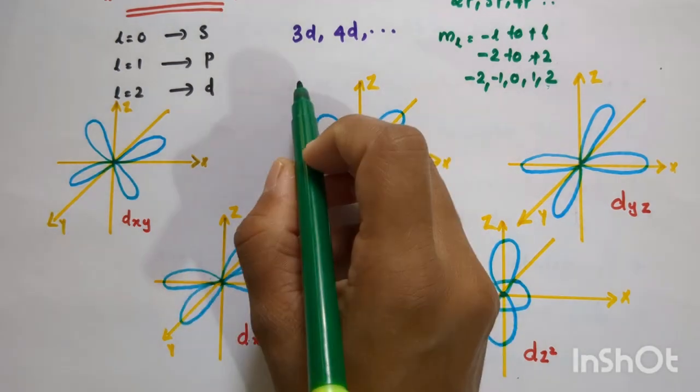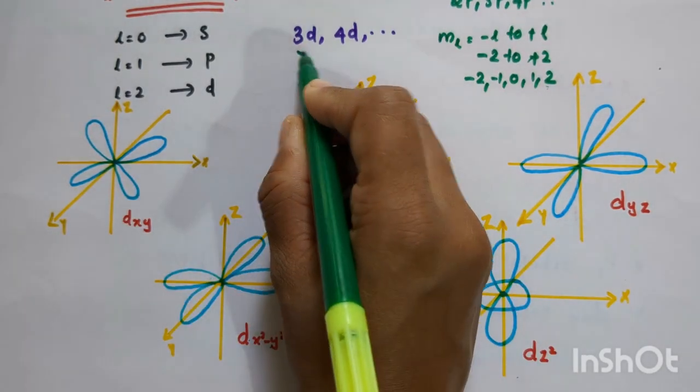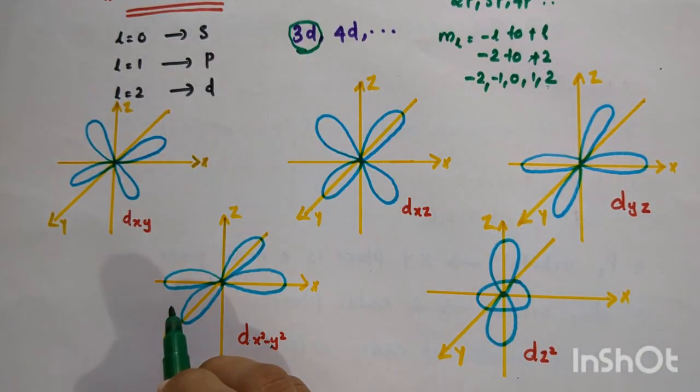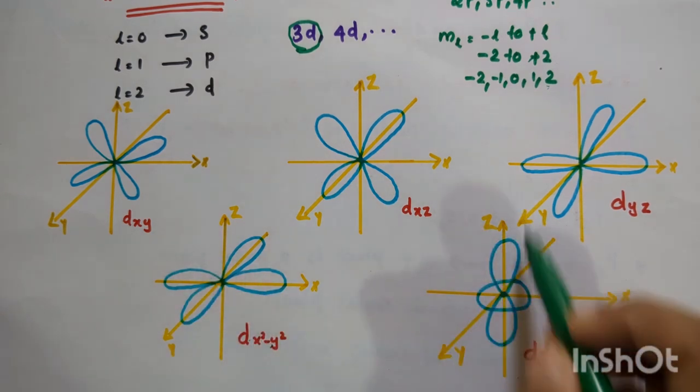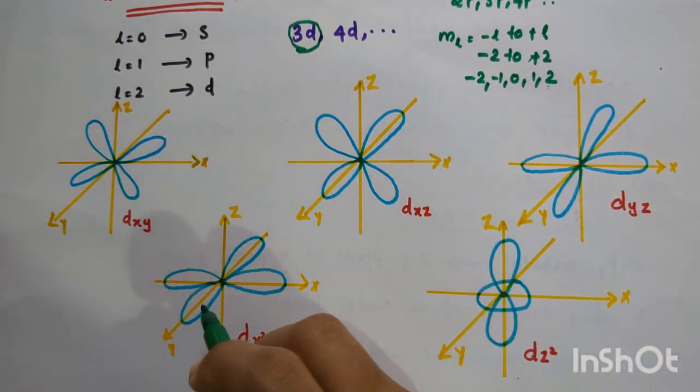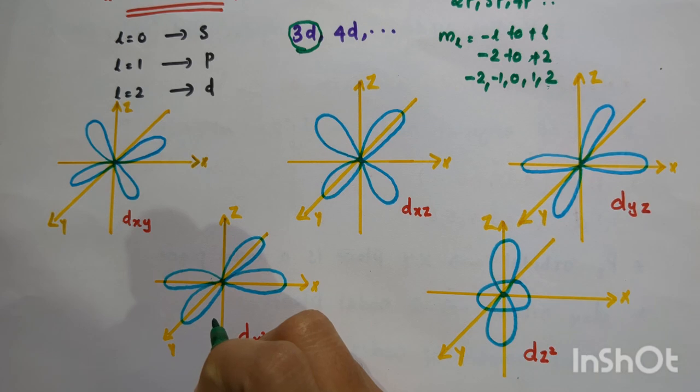These are the 3d orbitals. So you see, all the 5 3d orbitals are equivalent in energy. That is, they have the same energy.